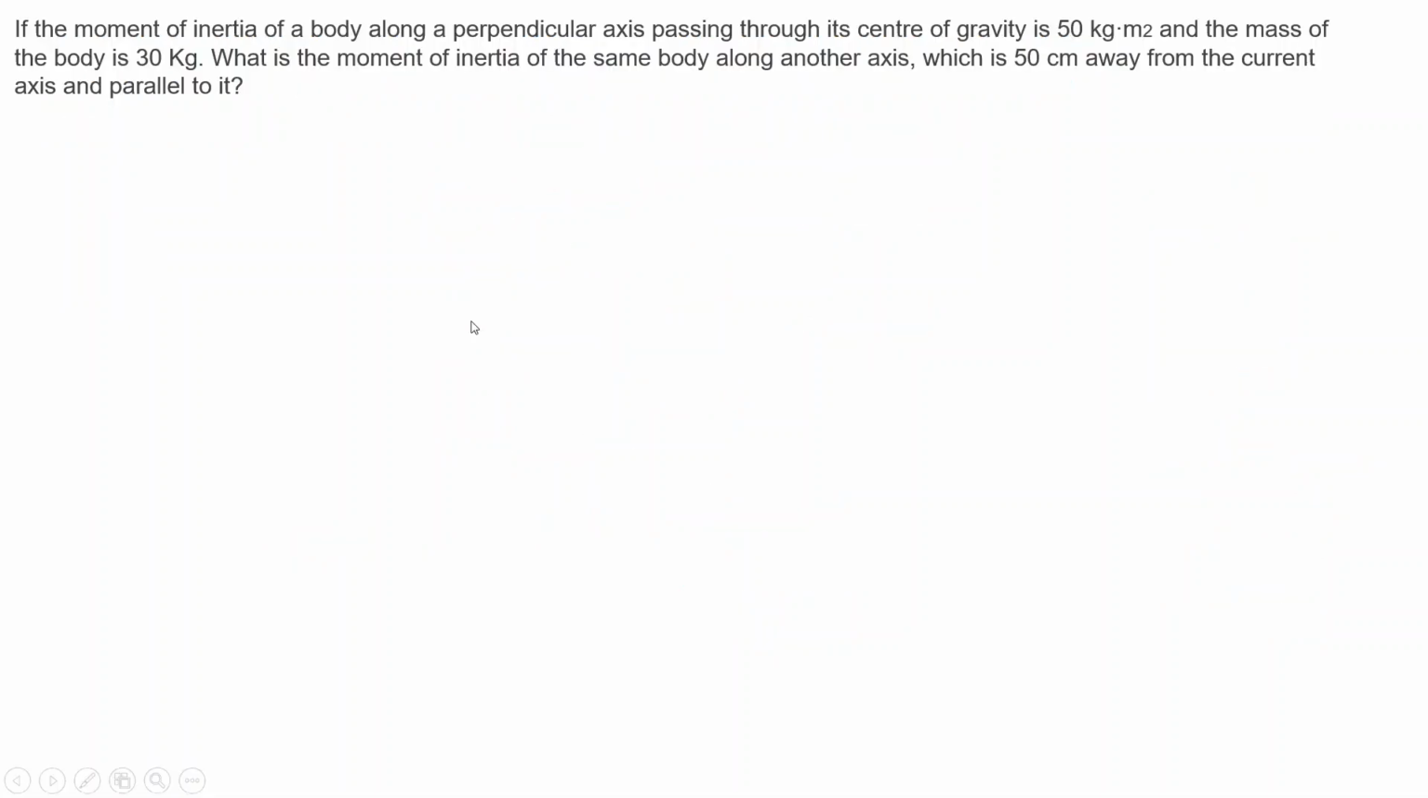Again, moving on to the next question. If the moment of inertia of a body along a perpendicular axis passing through its center of gravity is 50 kg meter square, and the mass of the body is 30 kg, what is the moment of inertia of the same body along another axis which is 50 centimeter away from the current axis and parallel to it?